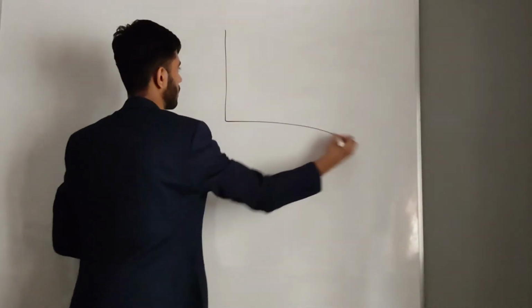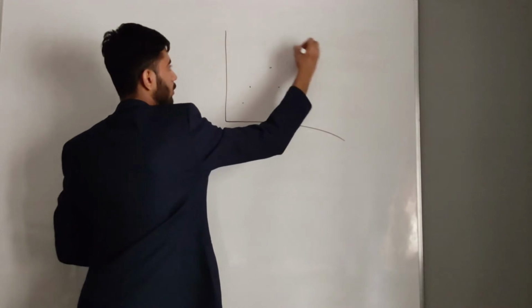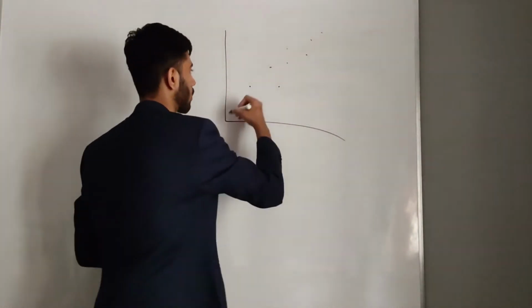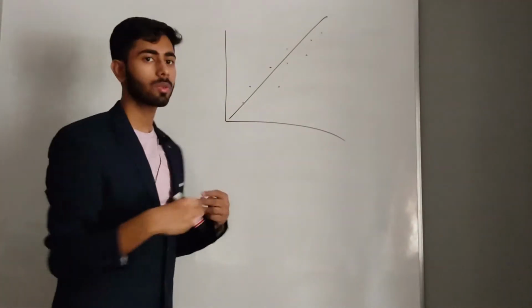Now you must be wondering how we can find the best fit line. Suppose these are my data points and I have to find a best fit line. What the model will do is first try to draw a random line, and it is going to calculate the error.